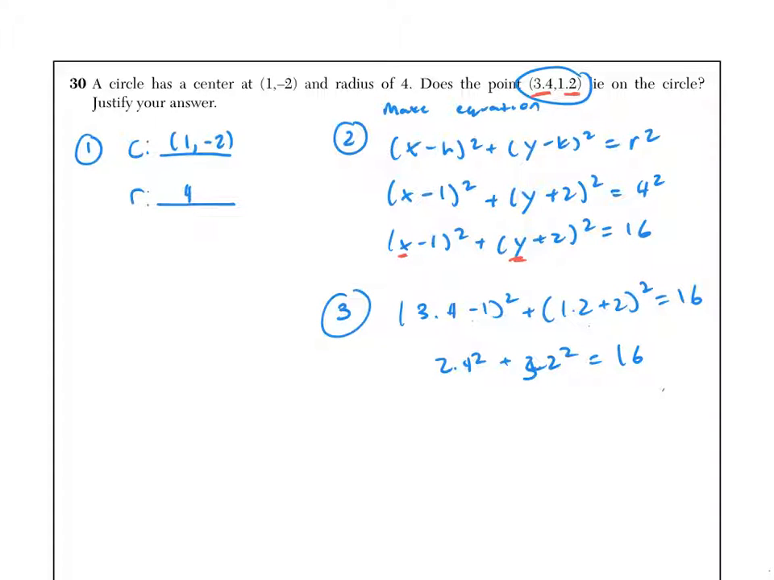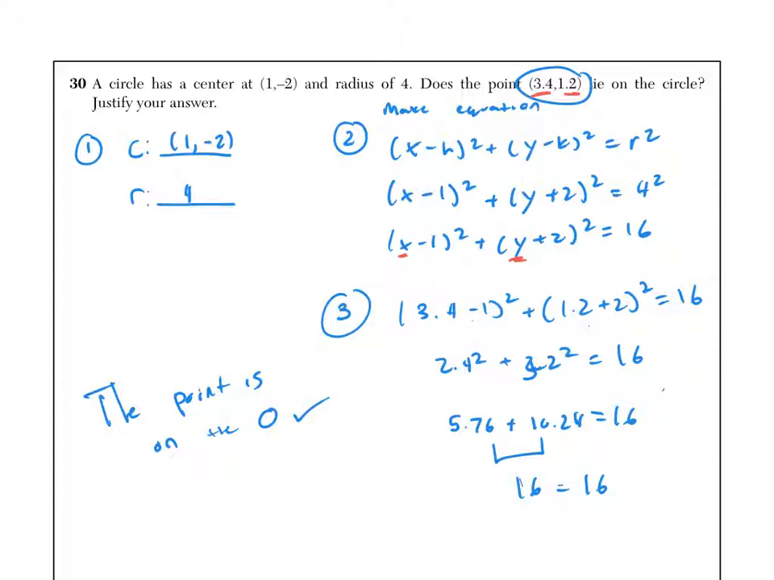So 2.4 squared is 5.76. All right, and then 3.2 squared is 10.24. If you add these together, you get 16. 16 is equal to 16, so the point is on the circle. Check. And all this math, these formulas, everything you did, this is the explanation. There's nothing more you need to write.